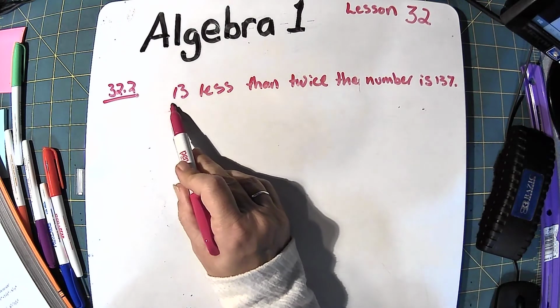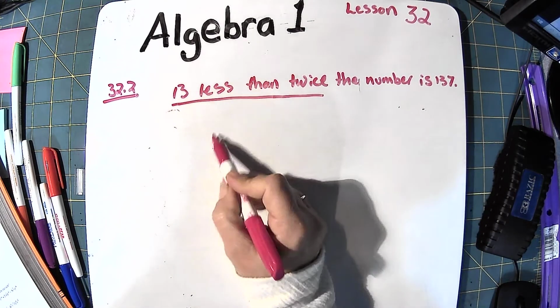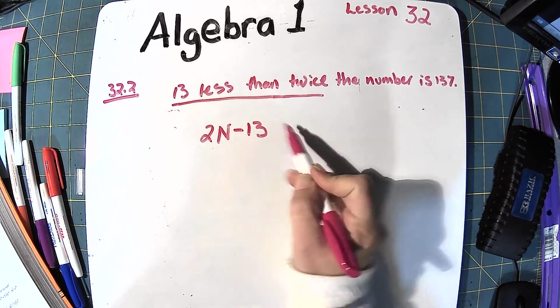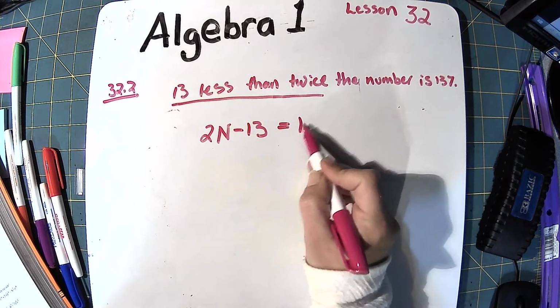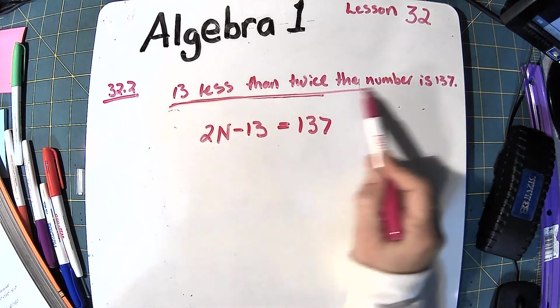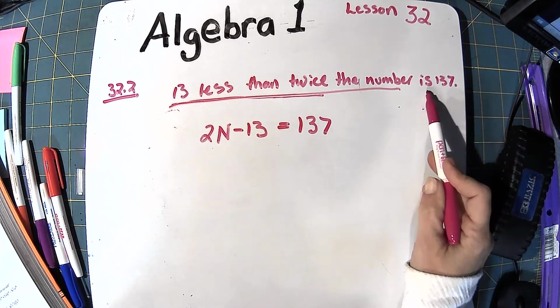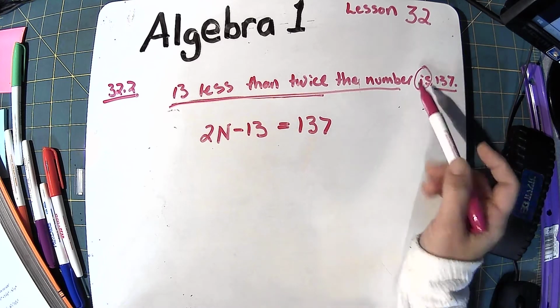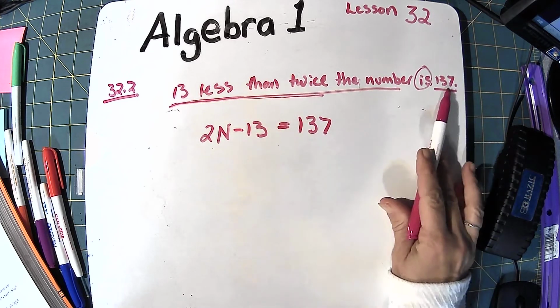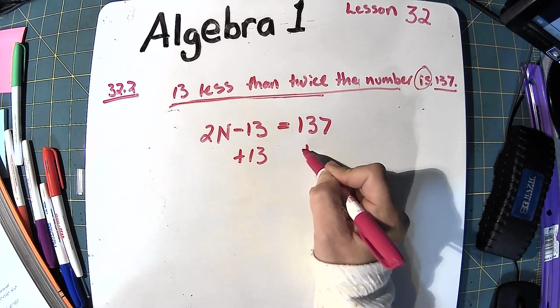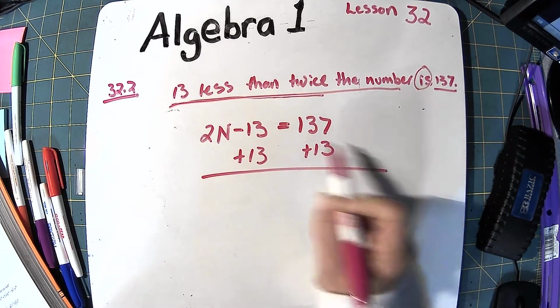So 13 less than twice the number would be 2n. 13 less than that, minus 13, is our equal sign, 137. Okay? Alright, so there's that part. It's on this side of the equal sign. Here's our "is," and then this part's on the other side of the equal sign. So that is going to divide what's over here and what's over there. Alright, so now we're going to do plus 13 on both sides. We want to undo that minus 13.